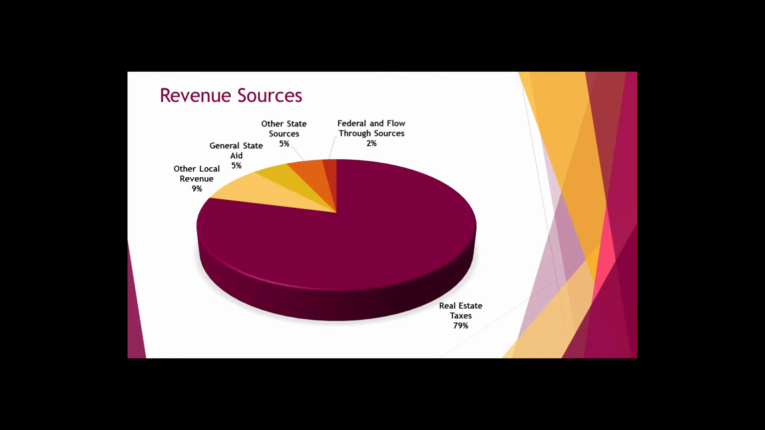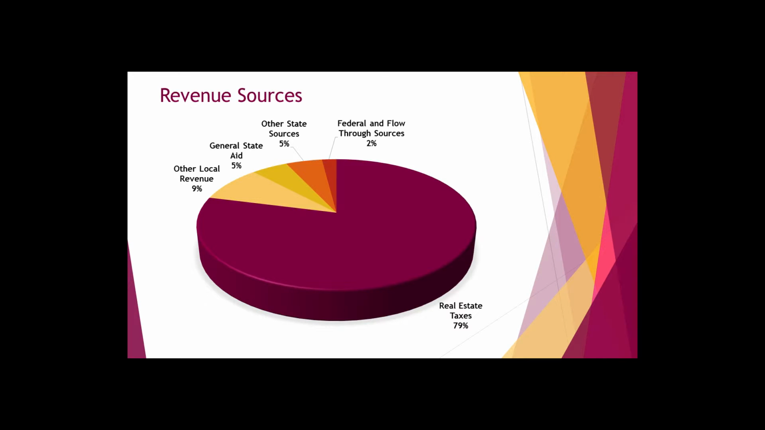Our revenue sources. We get revenue from 3 sources: local, state, and federal. Our local sources make up 88% of our budget. 79% of that is real estate taxes. 9% of that is other local revenue, which would be registration fees, participation fees, donations, school lunches, things like that.